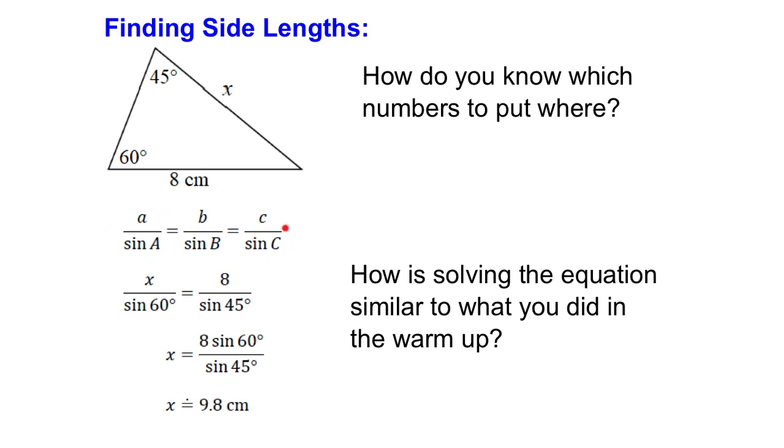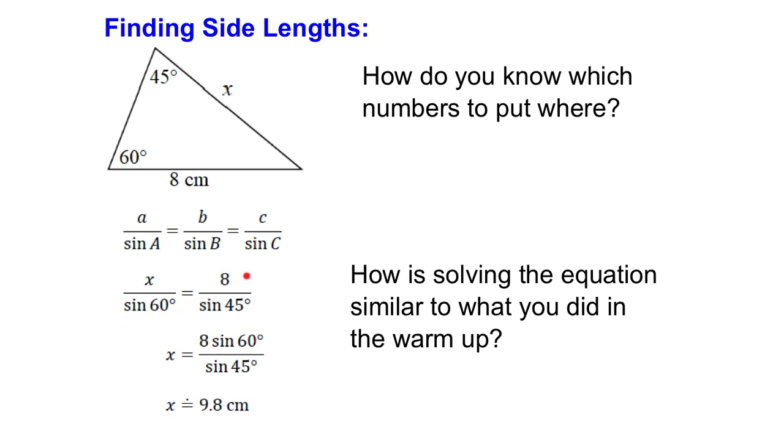So if I start with the sine law, a over sine A equals b over sine B equals c over sine C, I'm going to pick two what I call matching pairs. x matches up with sine 60, that's a pair, so make it into a fraction. 8 matches up with sine 45, that's another matching pair, make it into a fraction. And they're equivalent fractions, so they're equal to each other. Once you've made your equation using the sine law, this is actually the same as what we were doing in the warm-up. You can solve for x by cross-multiplying.